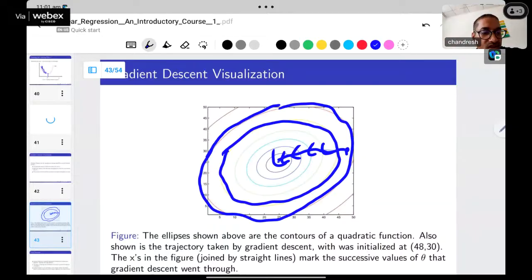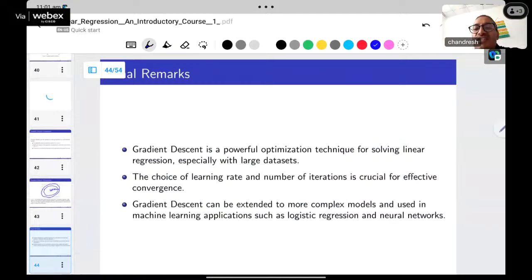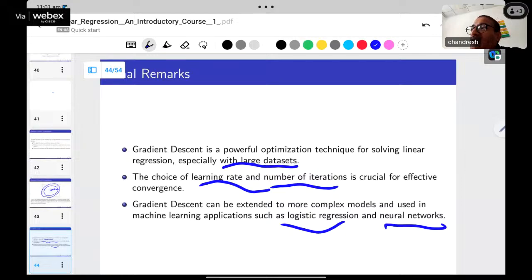I have one more slide to tell you about. The final remark for gradient descent is this. Gradient descent is a powerful optimization technique for solving linear regression or any other problem. In general, it can be used to optimize any loss function, especially for large data. For small data, you use the normal equation: x transpose x inverse x transpose y. The choice of learning rate and number of iterations is also very important. It can be extended to more complex models used in machine learning, such as logistic regression and neural networks. Any model you can optimize using gradient descent. That's the power of gradient descent.